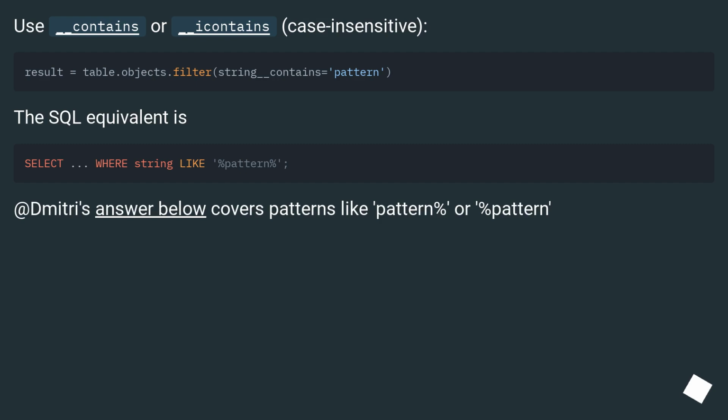Use _contains or _icontains, case insensitive. The SQL equivalent is... @Dimitri's answer below covers patterns like pattern% or %pattern.